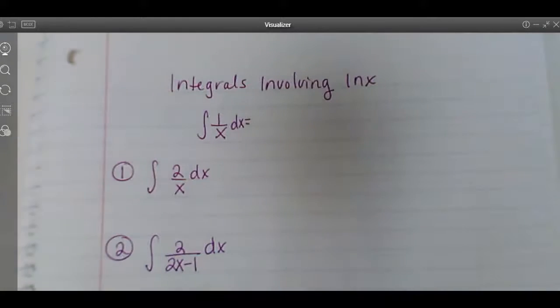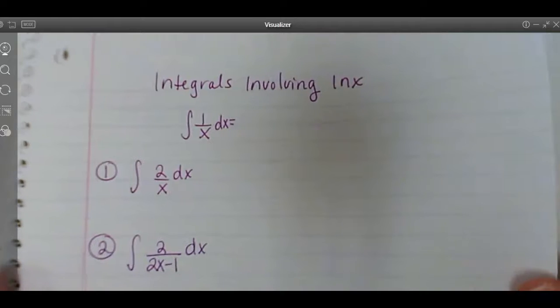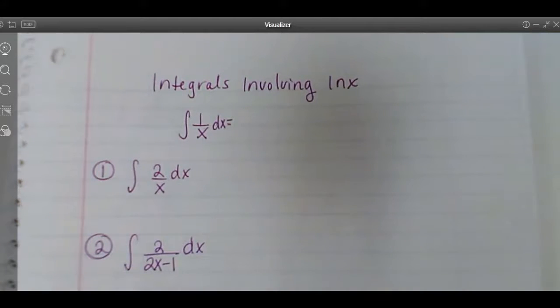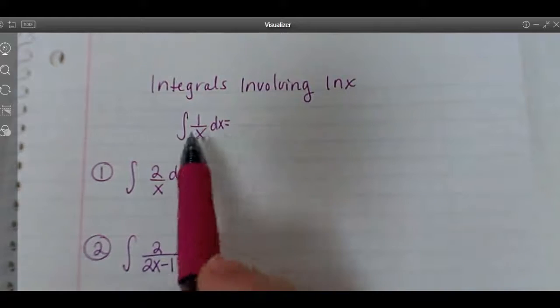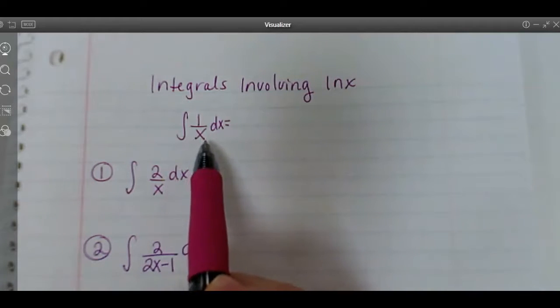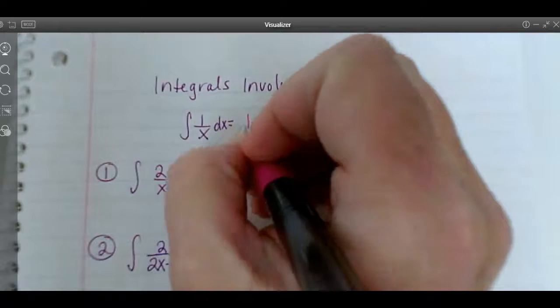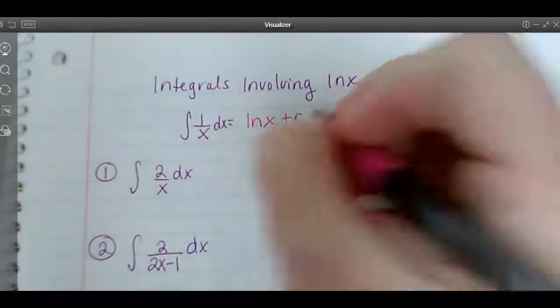Today's integrals are going to involve ln of x. It might be that ln of x is in the answer, or it might be that ln of x is in the problem. Again, we're trying to find the antiderivatives, and our first rule is to talk about the integral of 1 over x. I don't know if you remember, but if you take the derivative of natural log of x, you do get 1 over x.